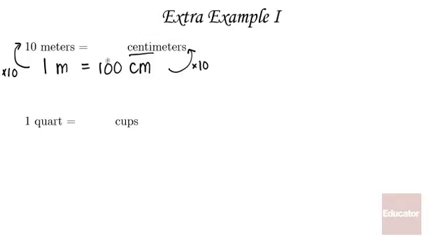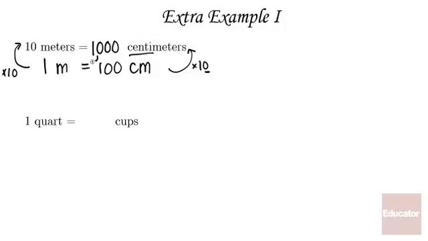So whenever I take this number and multiply it by 10, there's 1 zero in 10, so I can just add a 0 at the end of it. So it's going to be 1,000. 100 times 10 is 1,000. So I know that 10 meters is the same as 1,000 centimeters.